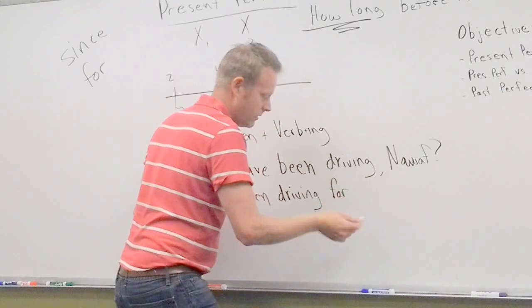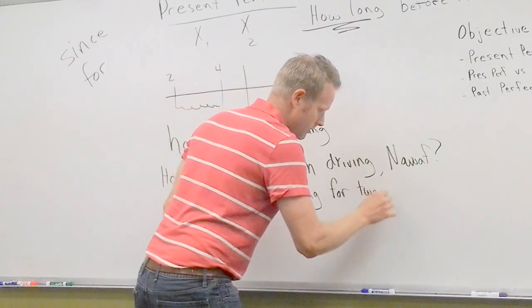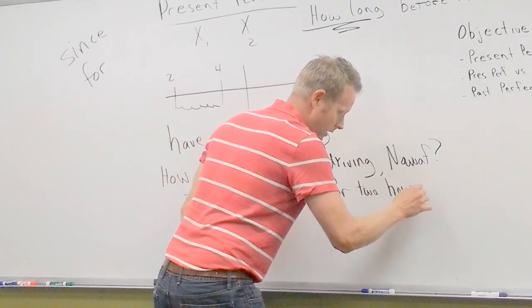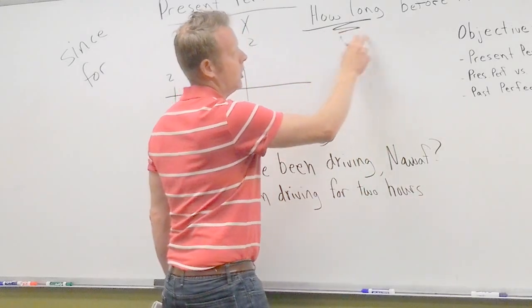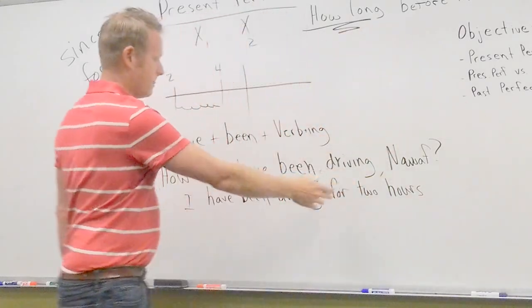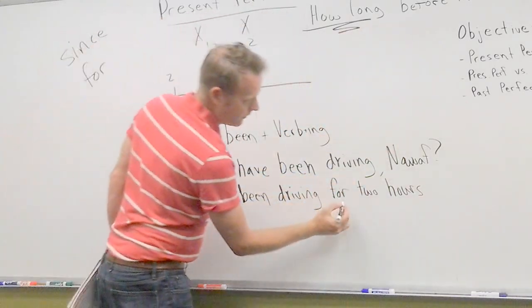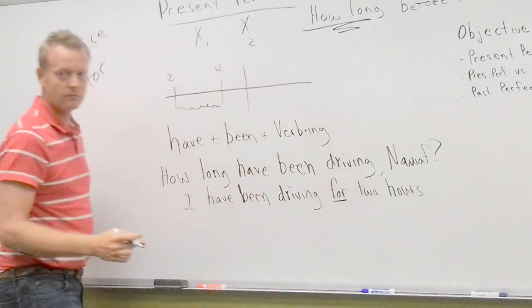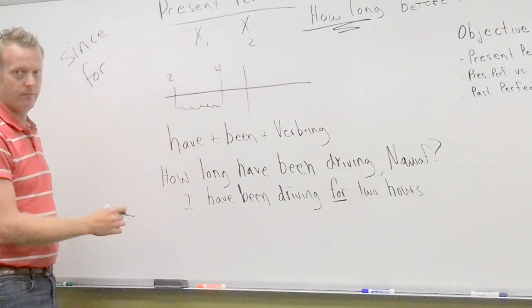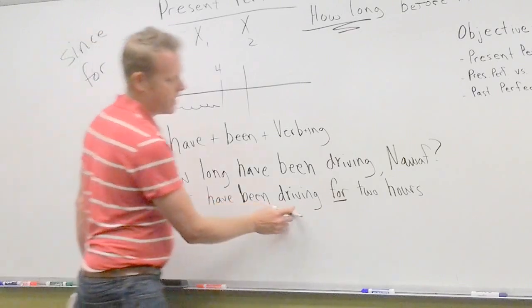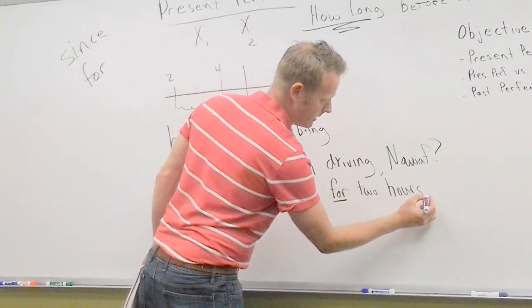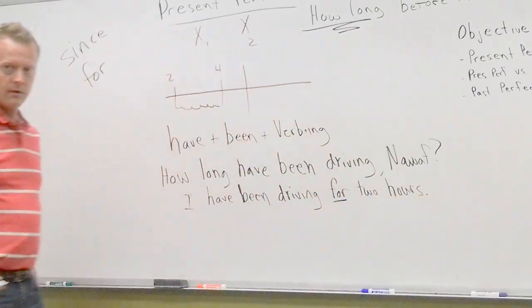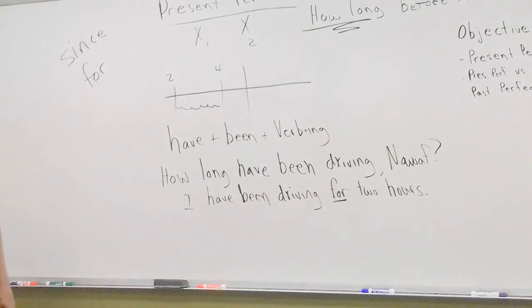Right. Until now. Remember, how long before now? So again, this is something we already learned about. It's good. I have been driving for 2 hours. This is one option. Or you could say, since 2 o'clock, or 4 hours ago. Right. Because now.